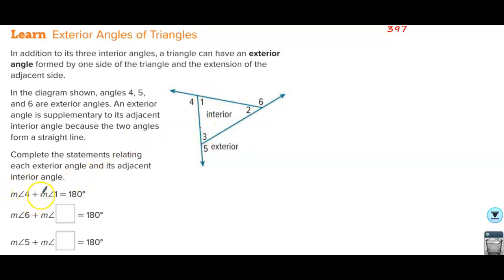Saying the measure of angle 4 and the measure of angle 1 equals 180. So you've got right here, 4 and 1 would equal 180. But 1 and 2 and 3 equal 180. So 4 has to be equal to 3 plus 2. Okay? And I don't mean 3 plus 2, I mean the measure of angle 3 plus the measure of angle 2. Angle 6 and angle 2 equal 180, because see here, 6 and 2 equal 180. The measure of angle 5 and the measure of angle 3 equal 180. See right there, those equal 180, right?